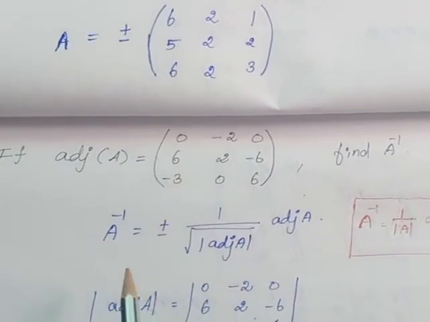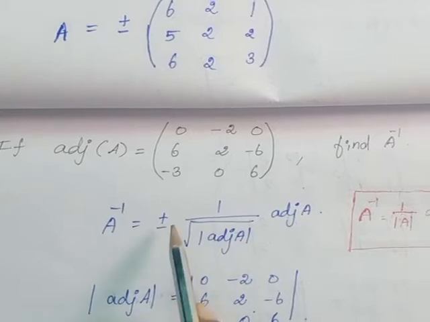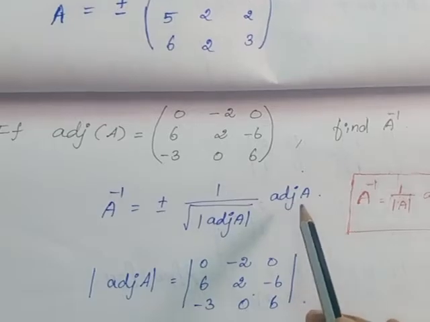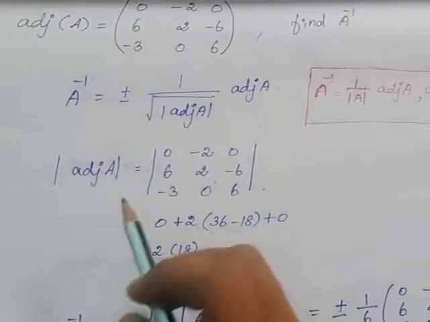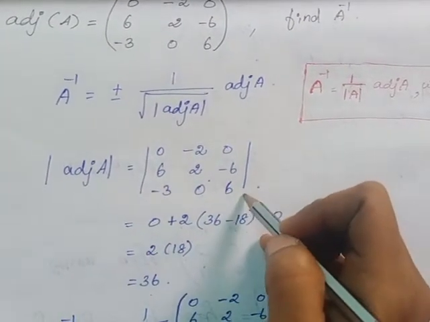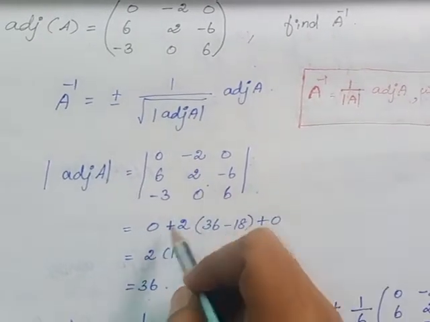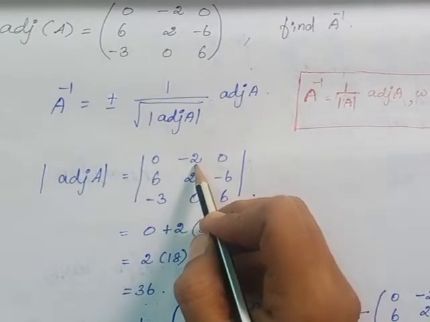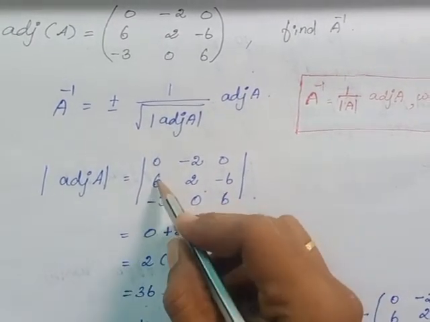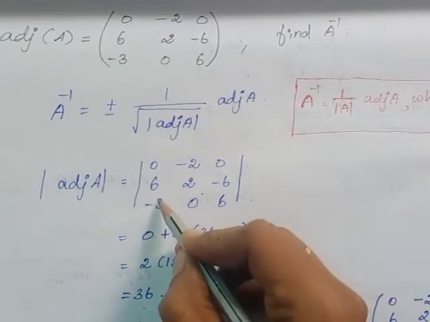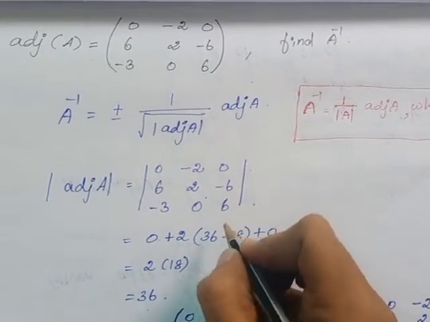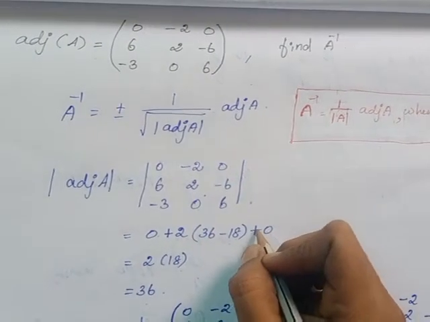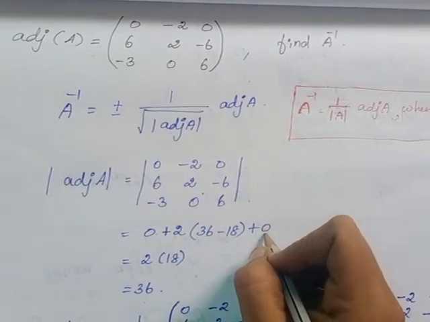So you have to use the formula A inverse is equal to plus or minus 1 by root of determinant of adjoint A into adjoint A. The determinant of adjoint A is the determinant of the given matrix. So 0 into anything is 0, the first term will be 0. Next, minus of minus is plus, so plus 2 into 36 minus of minus 3 into minus 6 is plus 18. So plus 18. And the third term is 0, since the product with 0 is 0.